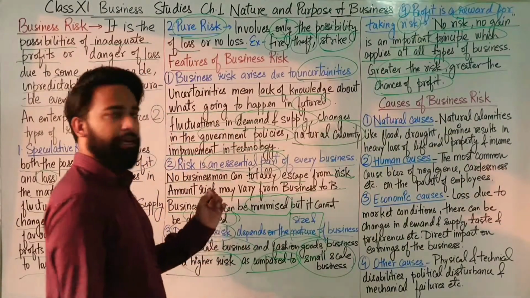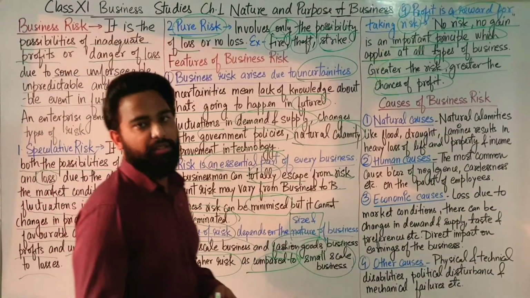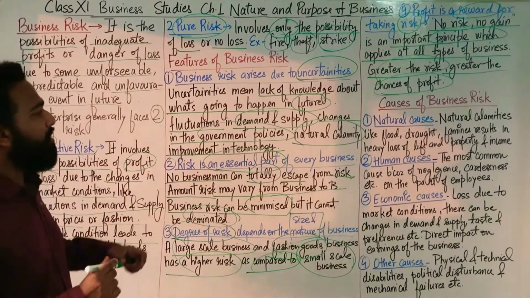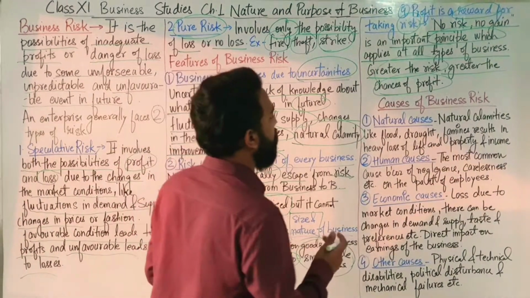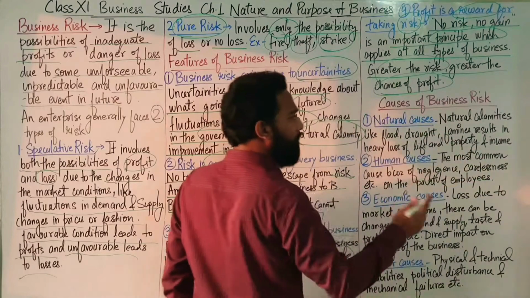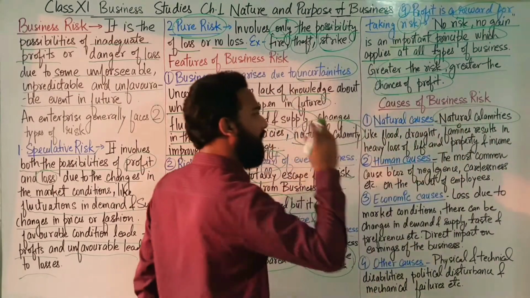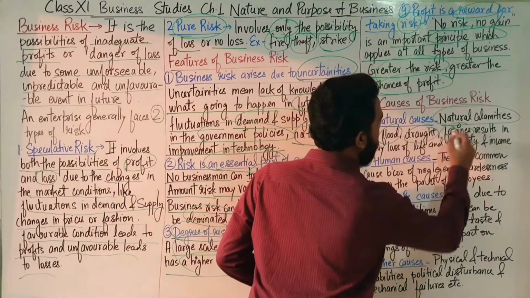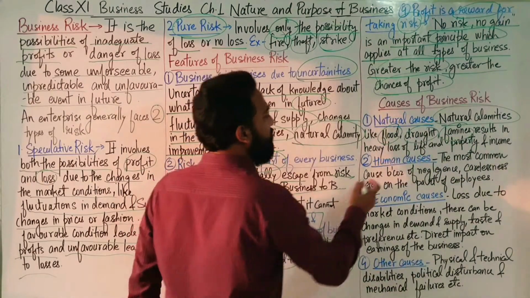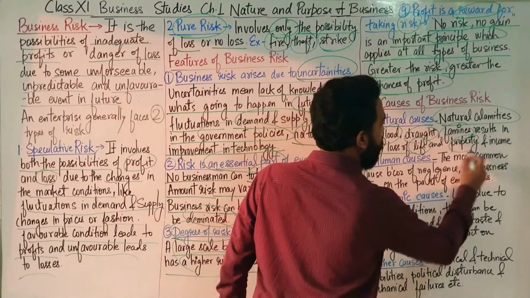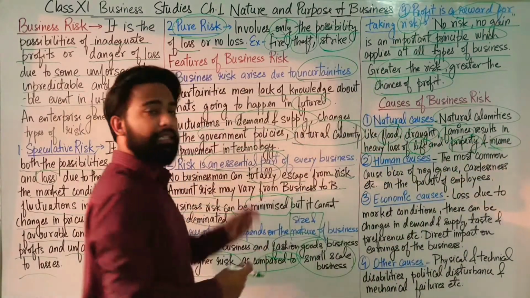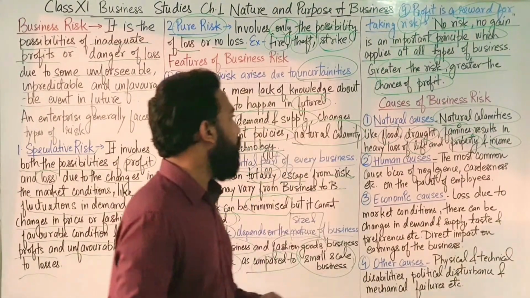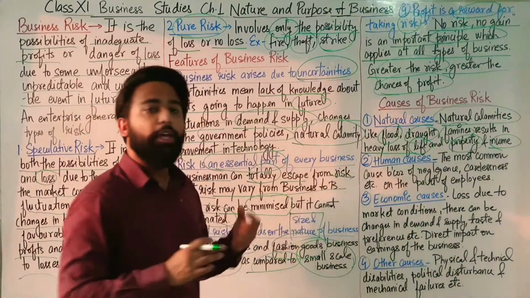The last topic for today is causes of business risk. What are the causes of business risk? So, first one is natural causes. Now, what are natural causes? All the natural calamities come under the natural causes, like flood, drought, famines. They all result in heavy losses of life, property and income. These things affect the income, the property and life a lot. Is that clear?